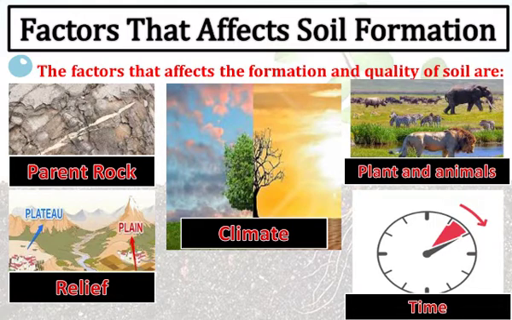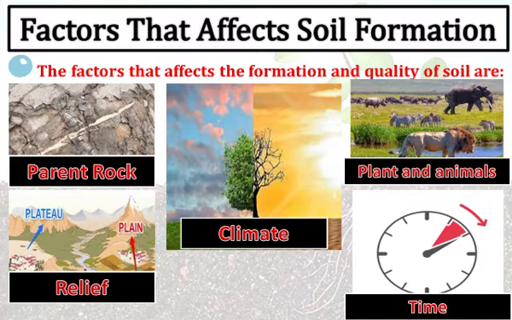Next, climate. Climate conditions such as temperature, moisture and wind influence soil formation. Temperature and moisture affect the weathering of rocks and the formation of humus. Wind deposits sediments of rocks in some areas which may become parent rock for soil formation. Wind may also remove soil from areas of scattered vegetation.